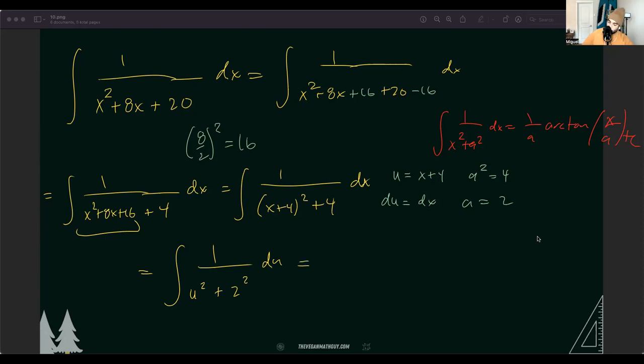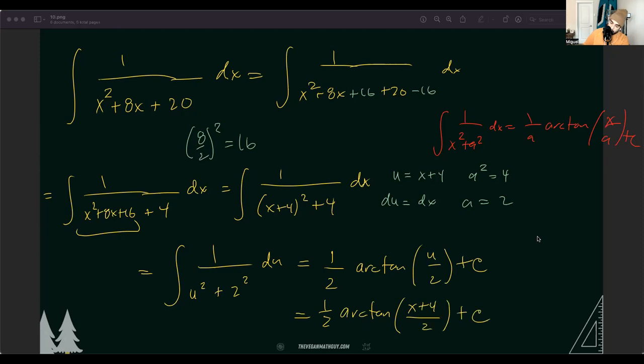So now we can just do 1 over our a value, which is 2, arctan of u over 2, plus c. And now one last step. Let's rewrite this in terms of x. So we bring back the x plus 4, substitute it in for the u, and now we have the solution to our integral. That was arctan, and that was the ln type integral.